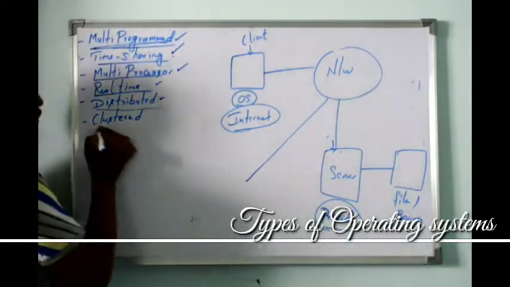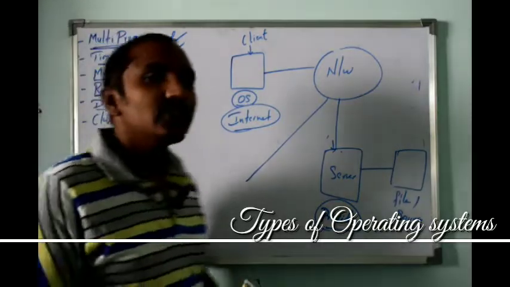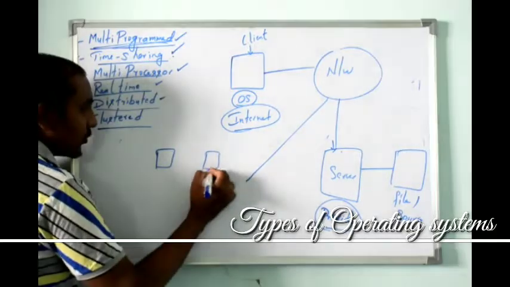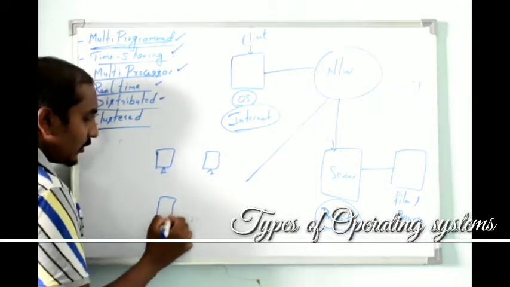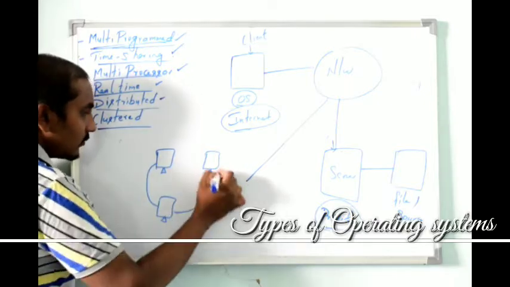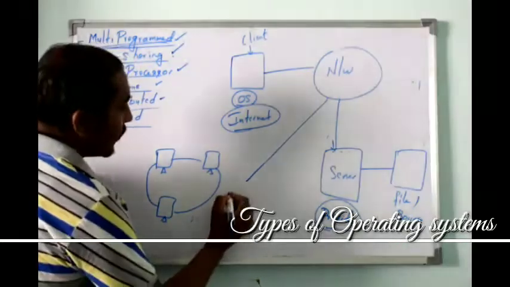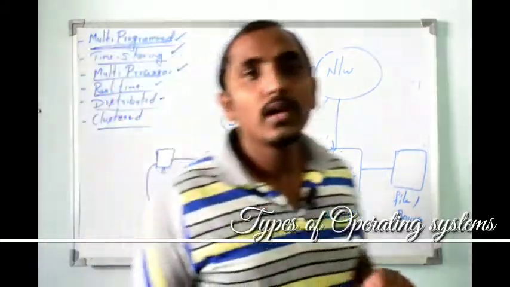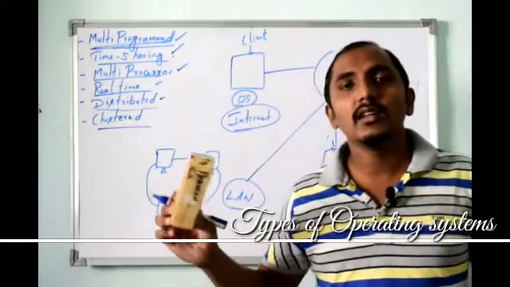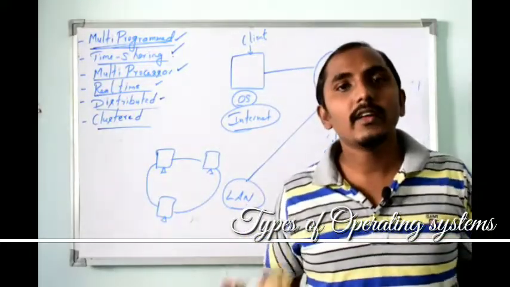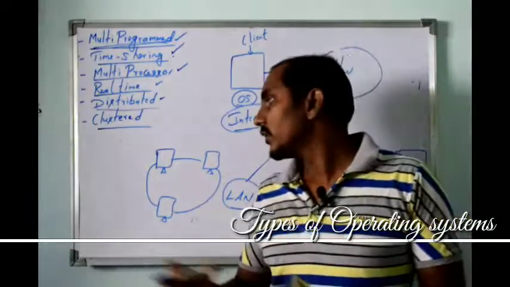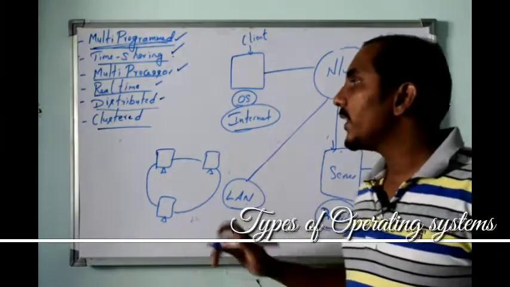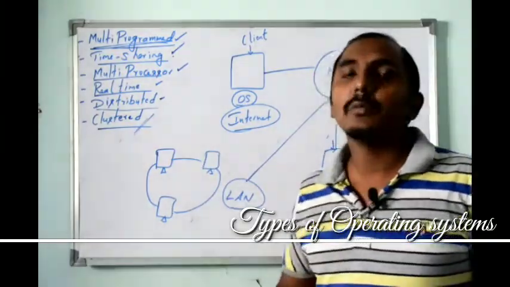And at last, coming to the clustered operating system. Suppose I have three computers connected to one another. This will form a LAN. LAN is nothing but local area network. A local area network is within a building or within a room. If I connect one computer with another computer, it forms a network, which is a local area network. So in this local area network, what is the concept of a clustered operating system?